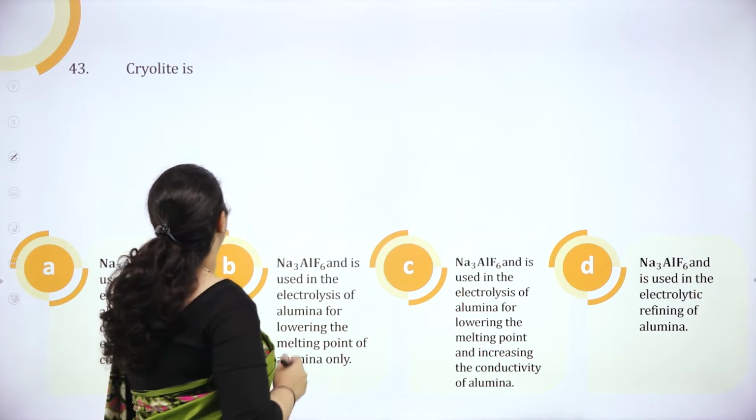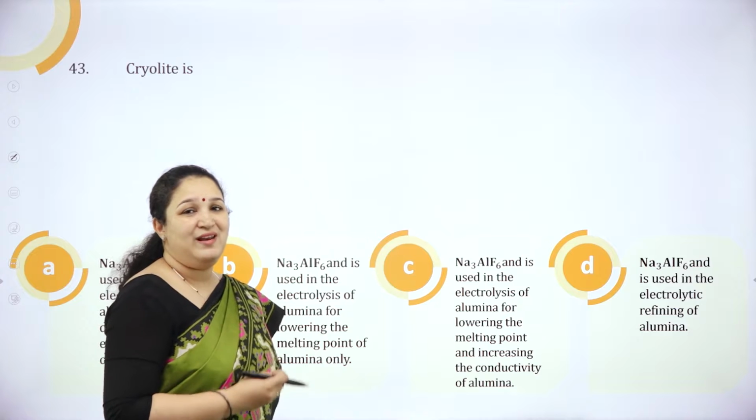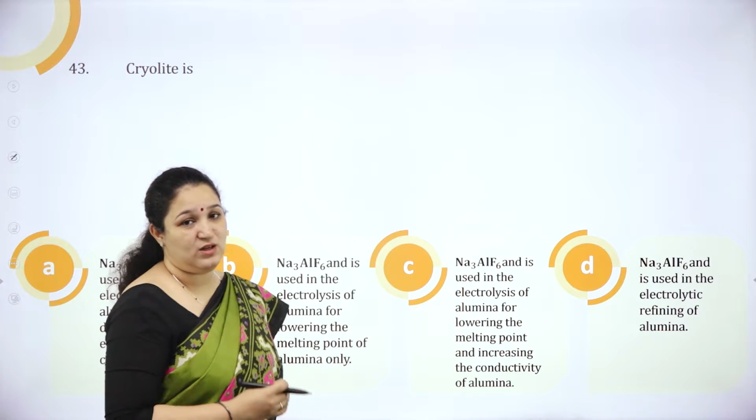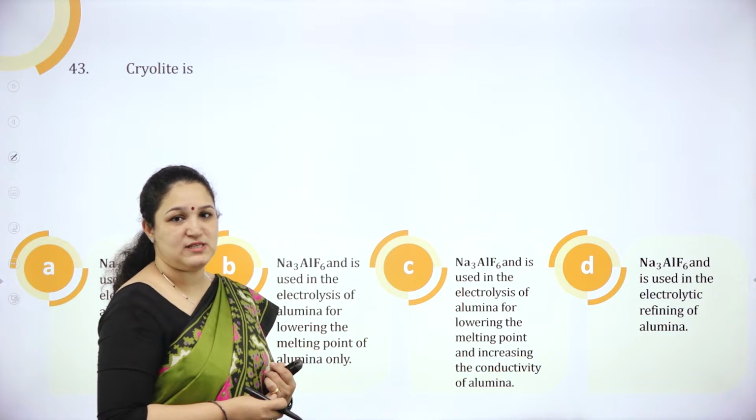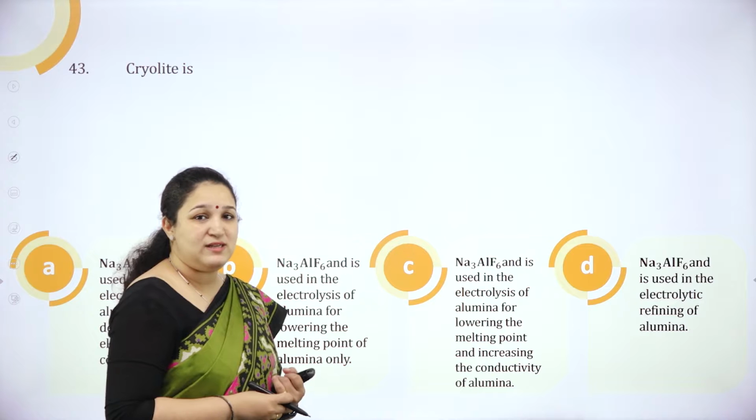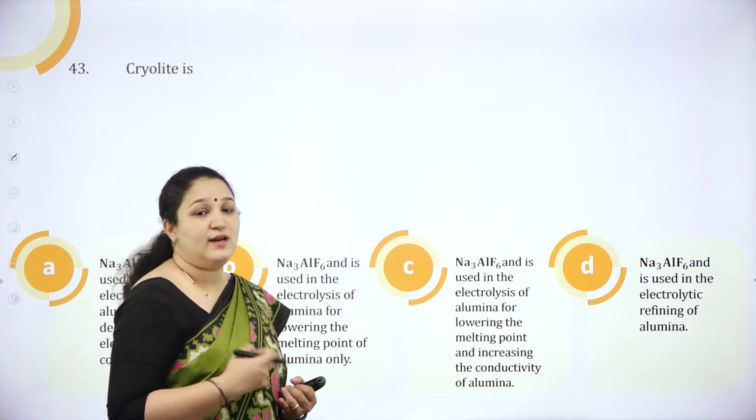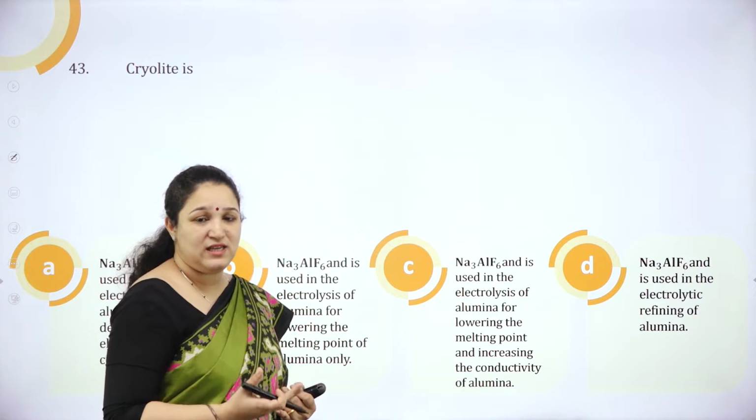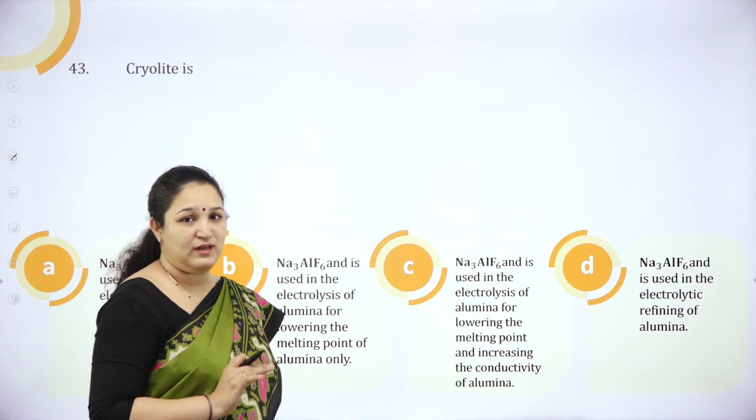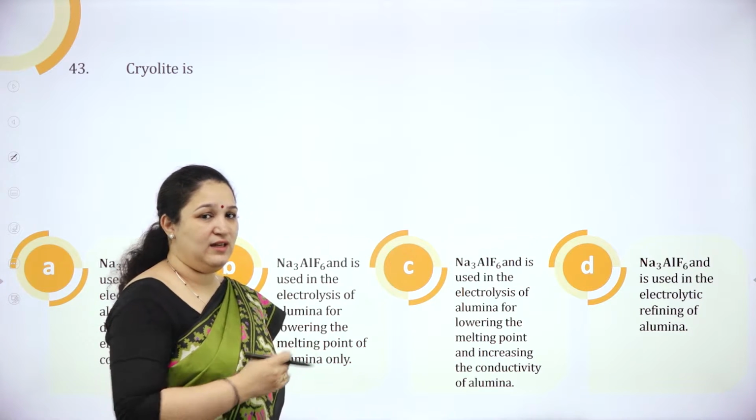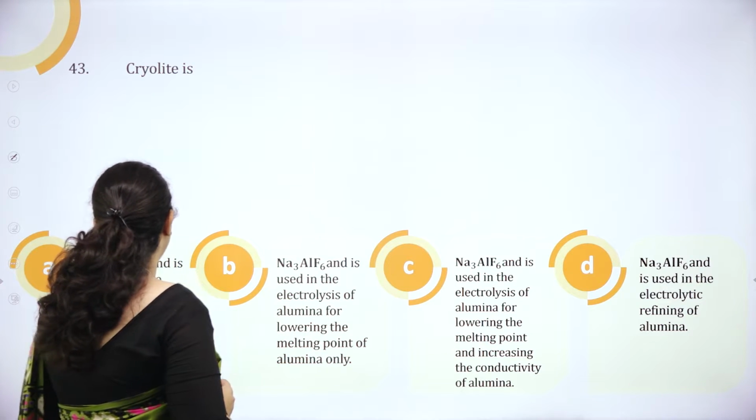Next question. Cryolite is, before I read the option, where is cryolite used? It is used in the extraction of aluminium in Hall-Héroult process, isn't it? That is, cryolite is used to increase the conductivity as well as reduce the melting point. Correct? So if you know this very clearly, it is very easy to take the right answer. Okay? So we'll read the options.